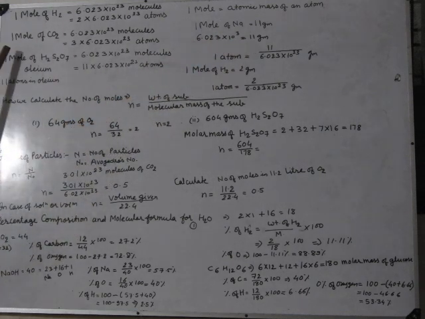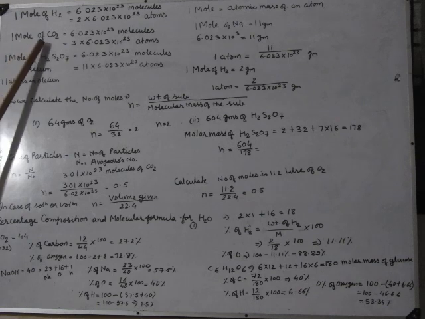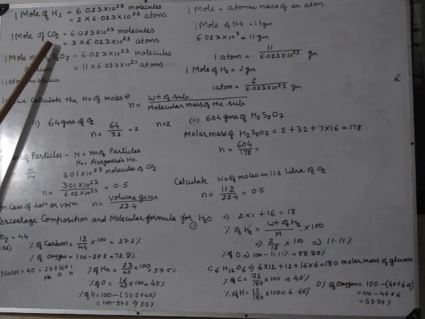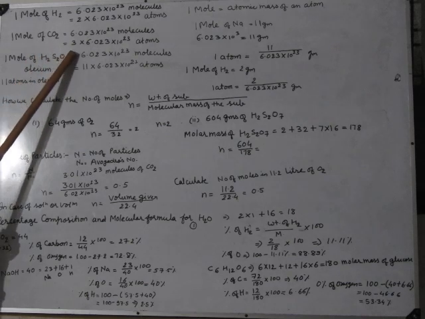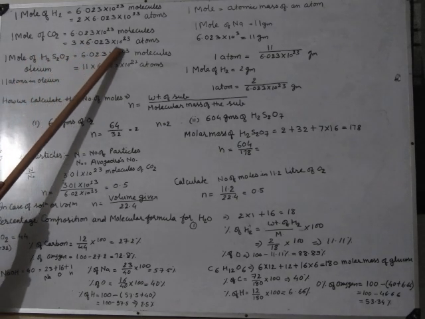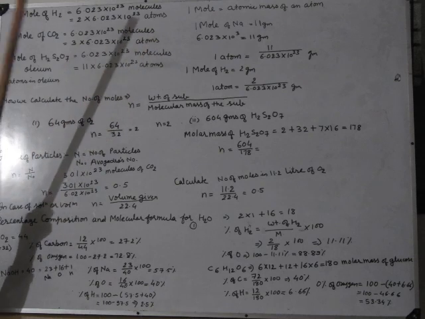In this way, we can calculate 1 mole of carbon dioxide. Carbon dioxide atomicity will be 3: carbon and 2 oxygen, 2 plus 1, 3. So 3 into 6.023 into 10 to the power 23 atoms.